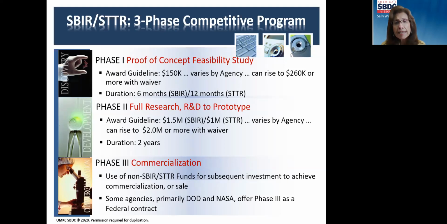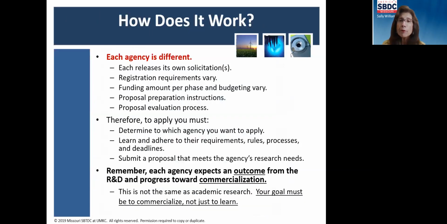In fact, NASA even has a thing called phase 2A and phase 2X, which also is a federal contract. So again, it differs by agency, but there is that potential that if you complete phase 3 satisfactorily and the agency is really, really pleased, you might get a federal contract in phase 3. Okay, so how does it work?